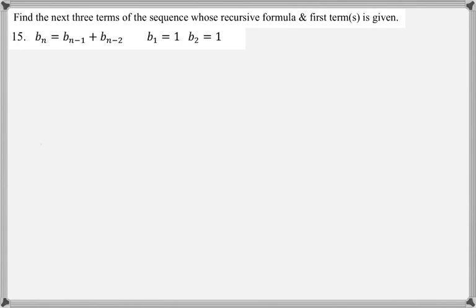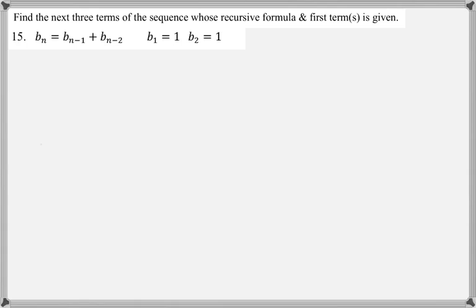Question 15 wants us to find the next three terms of the sequence whose recursive formula and first terms is given. So we have our current term that we're looking for, b n, b n minus 1, that is the previous term, and then b with n minus 2 as the subscript, that's the term that's 2 before.